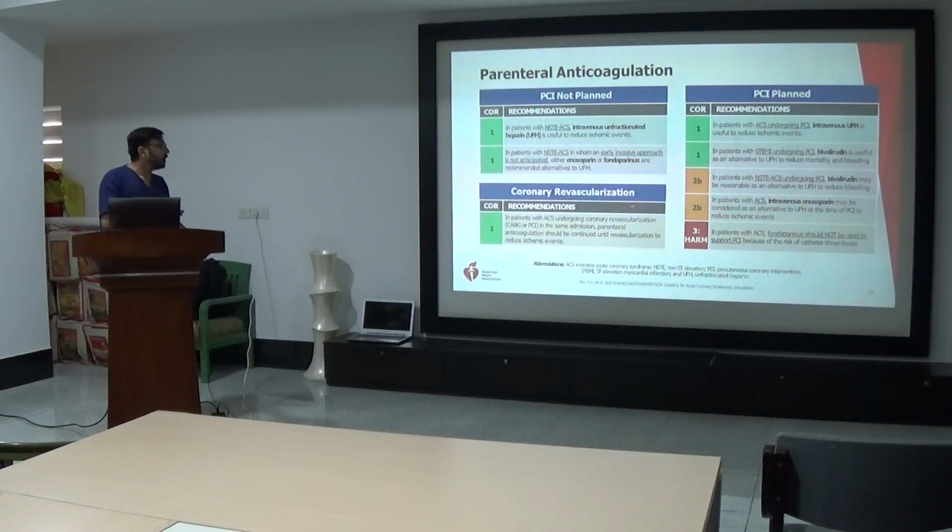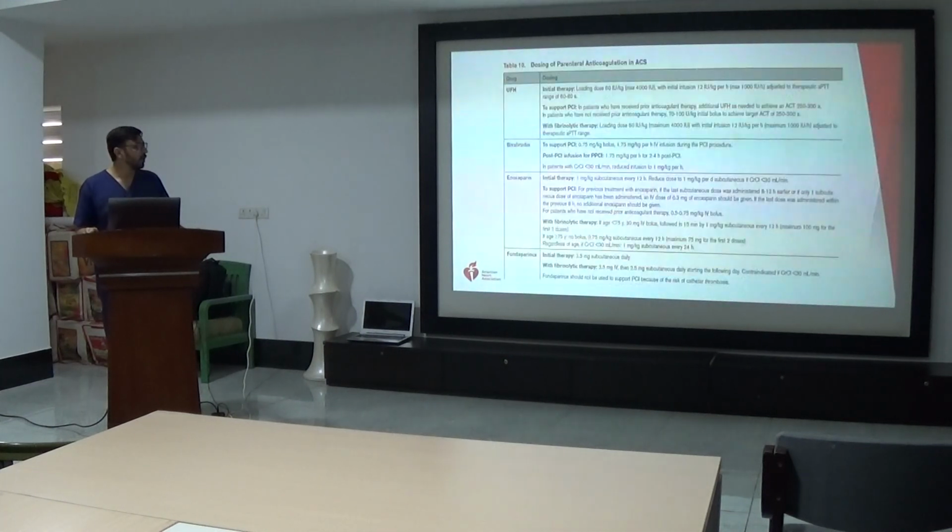So coronary revascularization: when we plan that a patient with ACS is undergoing revascularization, parenteral anticoagulation should be given. If the patient has a history of thrombolysis, pre and post, we continue heparin, and during the PCI, for 3 to 5 days, maximum it says 8 days. If PCI is planned, then intravenous unfractionated heparin is quite useful to decrease major adverse cardiovascular events and ischemic events. And bivalirudin is a useful alternative to reduce bleeding and mortality. And fondaparinux should not be used because of the risk of catheter thrombosis.